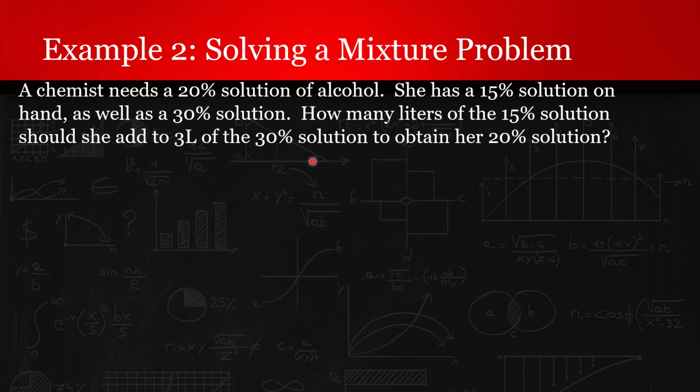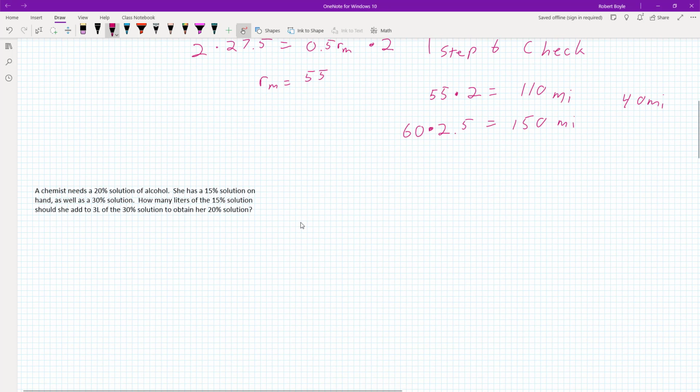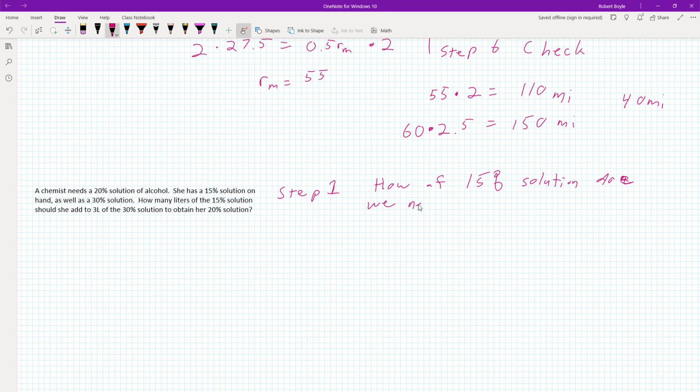Well, coming back to OneNote, here we are. Well, here's the question. Now, using our 6-step approach, step 1, we need to know how much of the 15% solution we need to make a 20% solution.